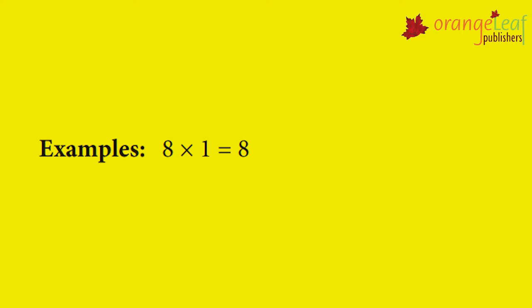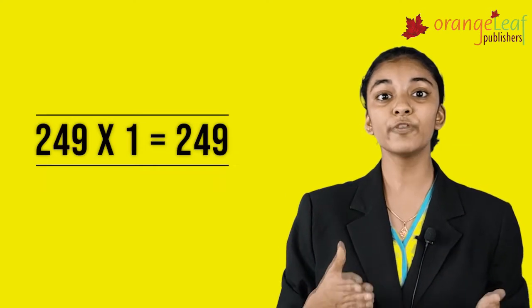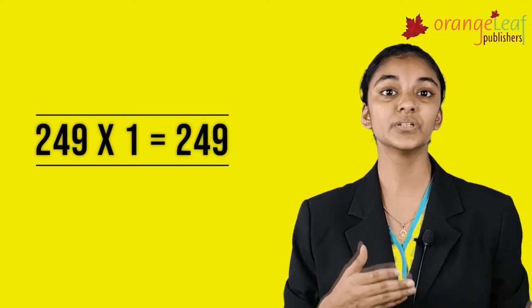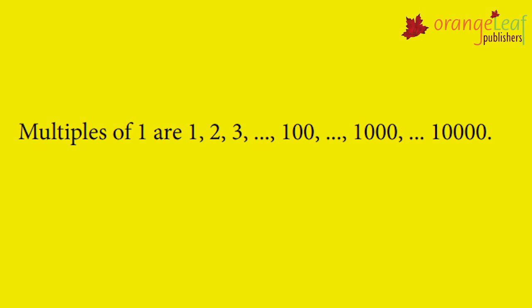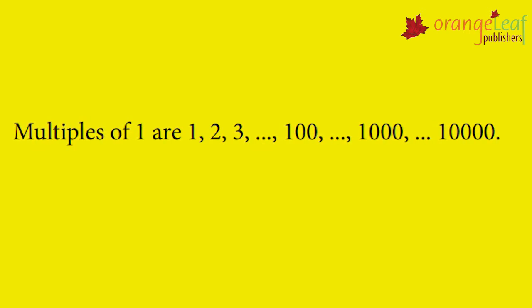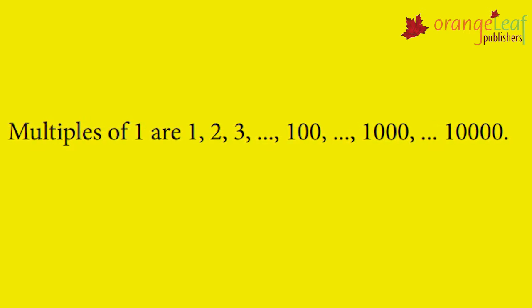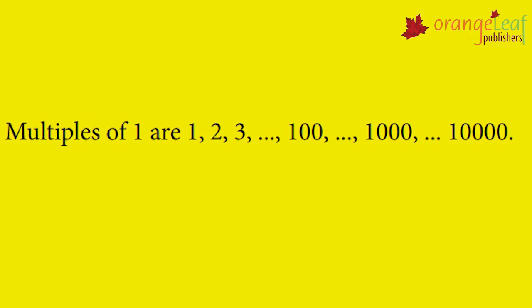For example, 8 multiplied by 1 is equal to 8, which means that 8 is a multiple of 8. Another example, 249 into 1 is equal to 249, which means that 249 is a multiple of 249. Property number 3. Every number is a multiple of 1. For example, multiples of 1 include 1, 2, 3, 4, 100, 1000, 10,000 and so on.